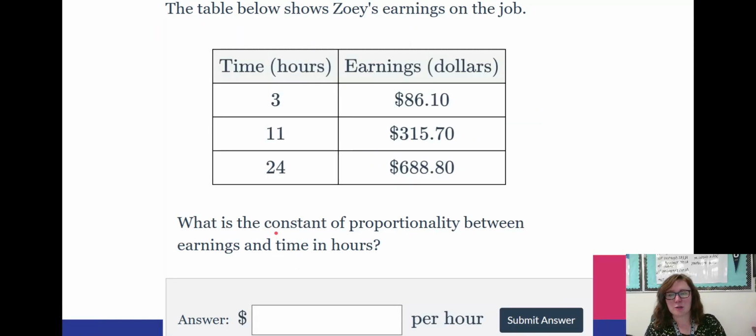Okay, what's the constant of proportionality? We know that just means y over x. So we know it means dollars divided by time. 86.10 divided by 3 is $28.70 per hour. That's pretty great.